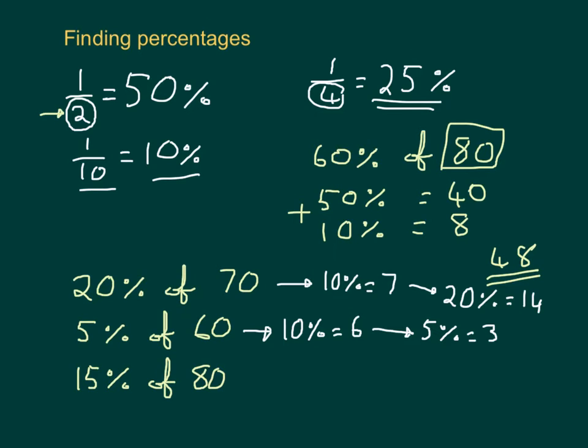Half of 6, 3. And for the last one, if I'm going to find 15%, I'll need to find 10% and 5%. 10% is 8, 5% of course is half of it, is 4. So to find 15%, I'm going to need to add these two bits together, the 10% and the 5%. That will be 12.